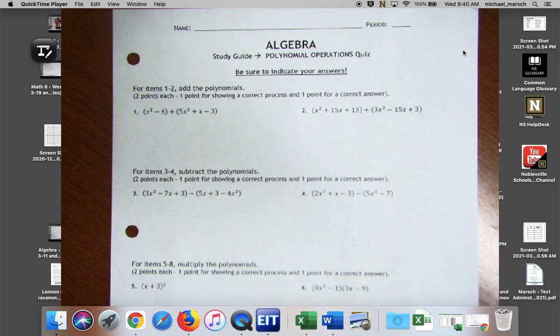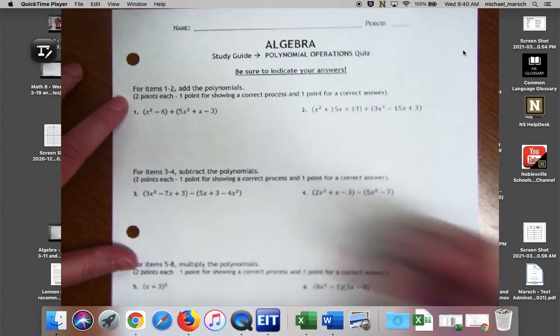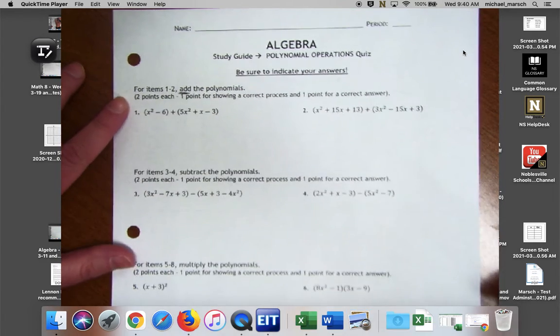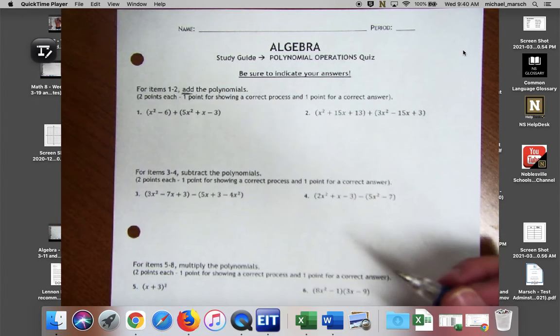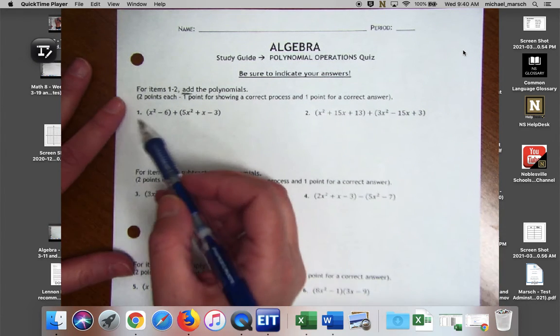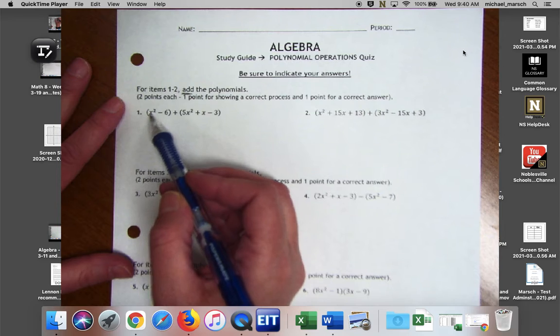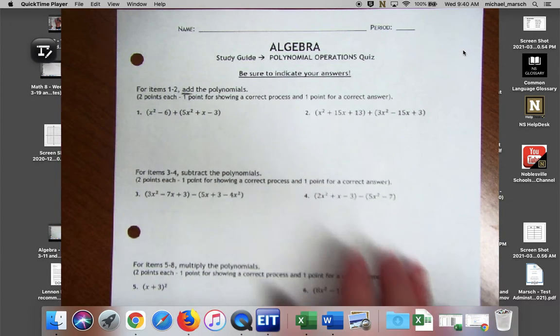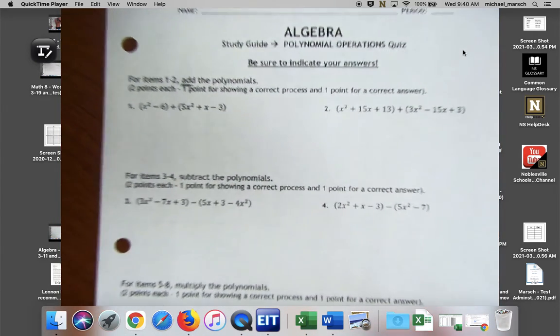I'm just going to work through all these questions so that you guys are prepared for tomorrow's quiz. So let's go ahead and get started. These first two are asking us to add the polynomials. So this is where we are just combining like terms, right? So you know that you have to have a variable and exponent the same in order to combine. Here, I'll zoom in a little bit.